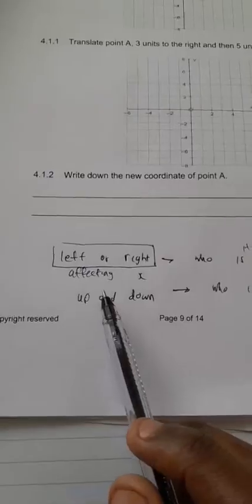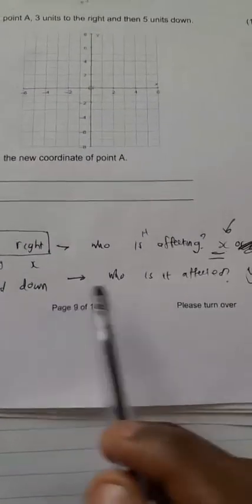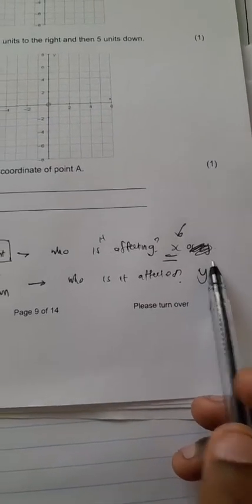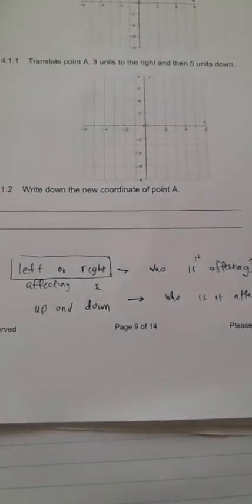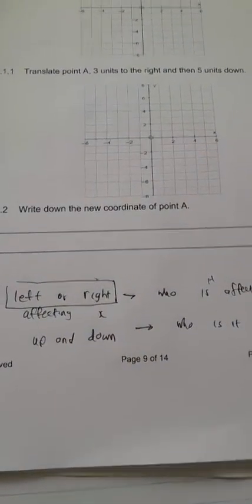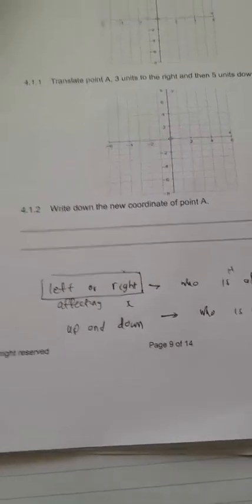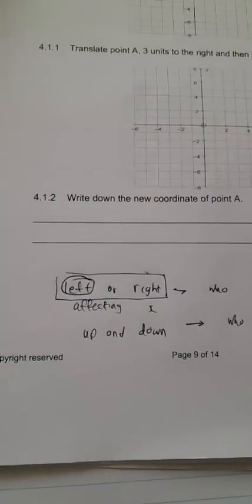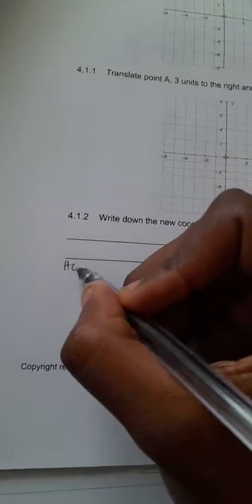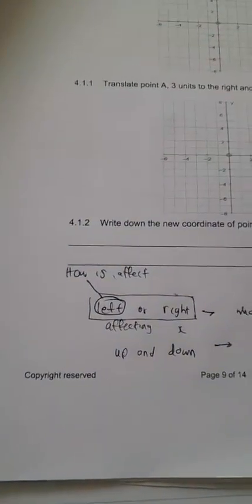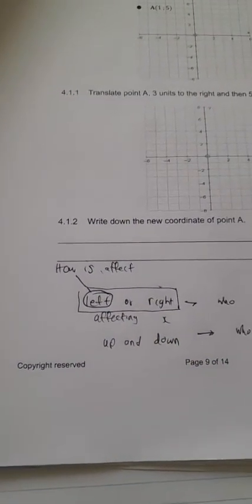Okay, but then the minute we say up and down, who is affected? Y is affected. Okay, now the next question will be how. The minute we know who is affected, that's great. Then the next thing is how are they affected. So the minute we say left, we know left means x is affected, but how is x affected? Okay.